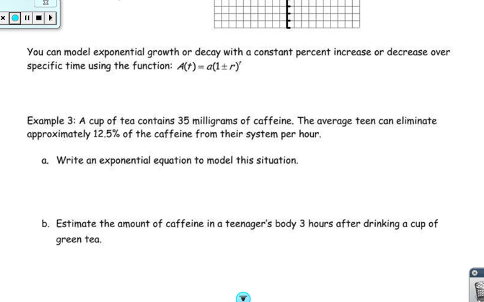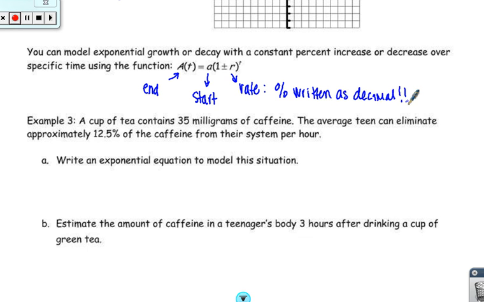You can model exponential growth or decay with a constant percent increase or decrease over a specific time using this function. A(t) equals a, 1 plus or minus r, to the t. So all this is saying is, this is what you're ending with. Whatever number is here is what you're starting with. r is your rate. So if I give you a rate as a percent, remember your percents have to be written as a decimal. And then obviously t is your time.